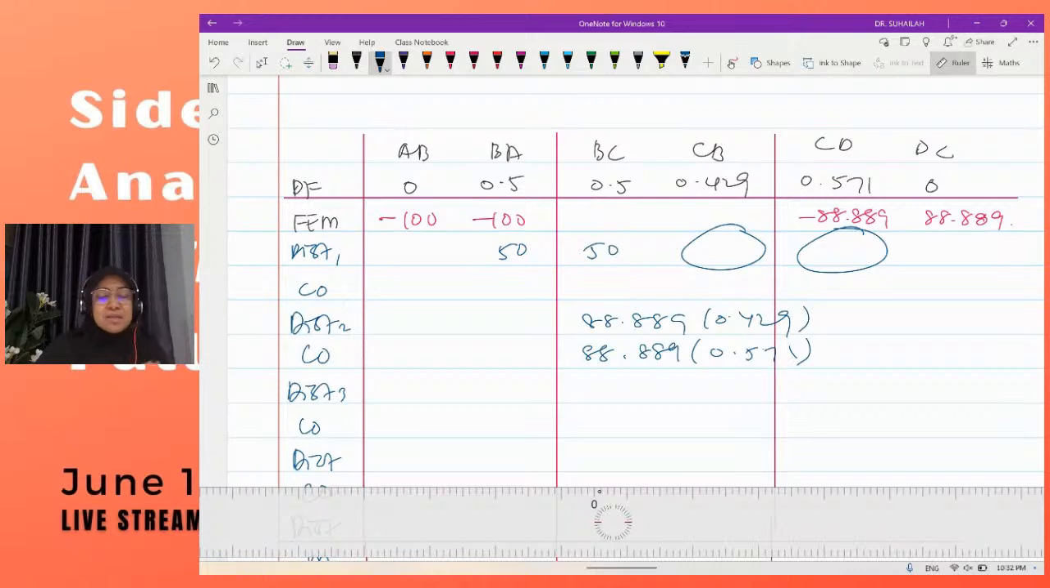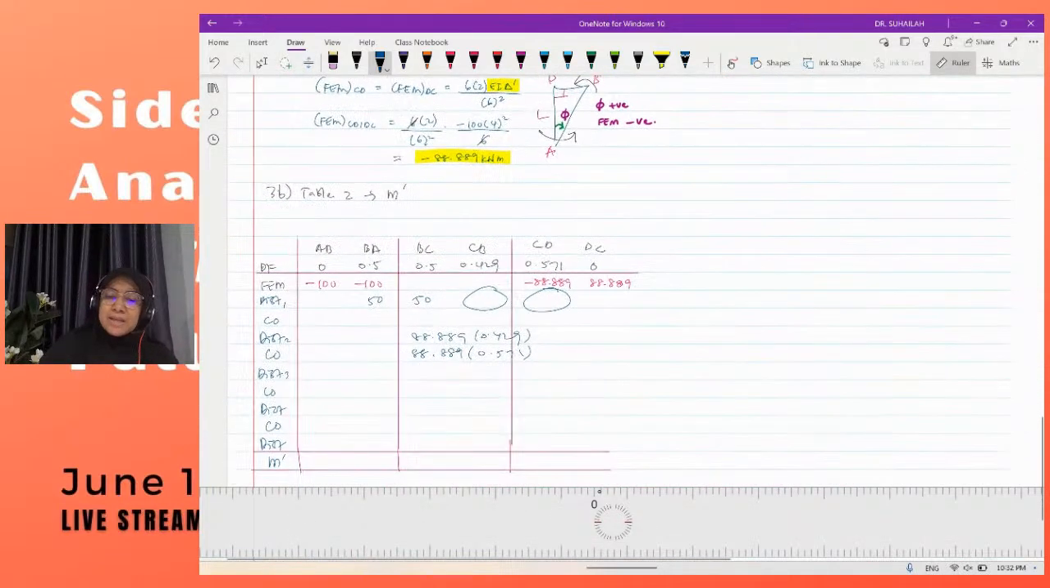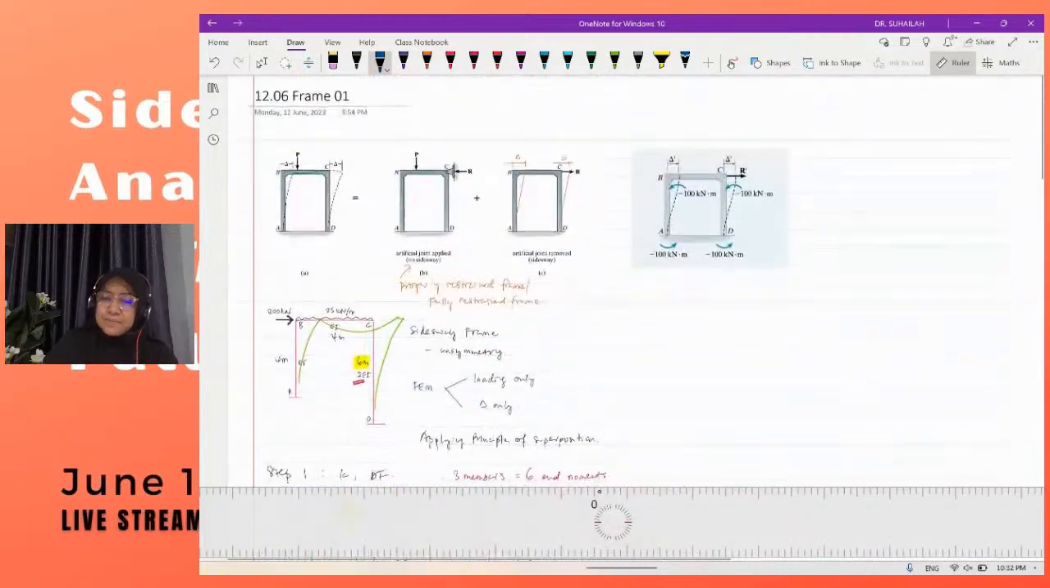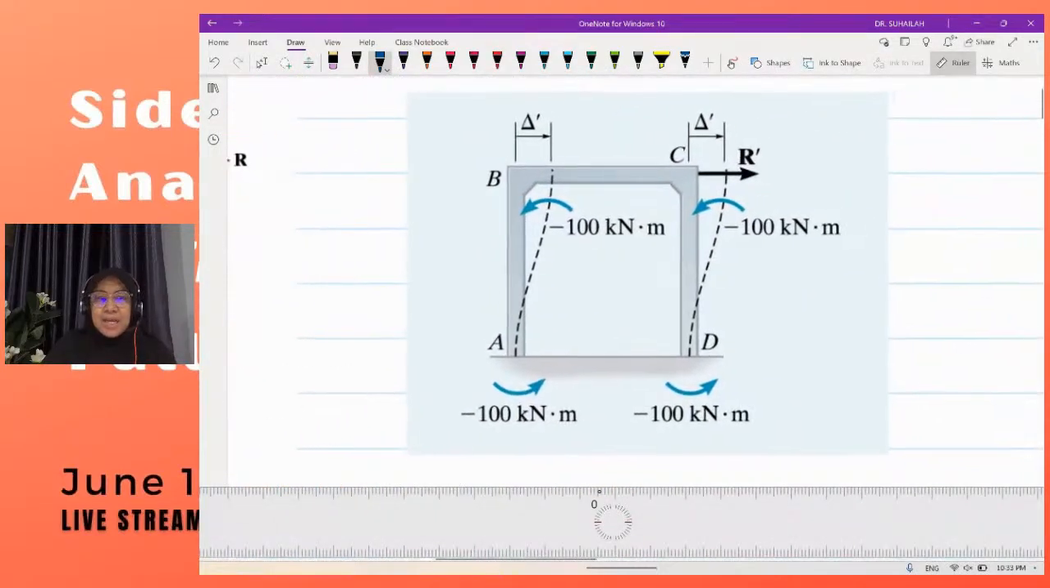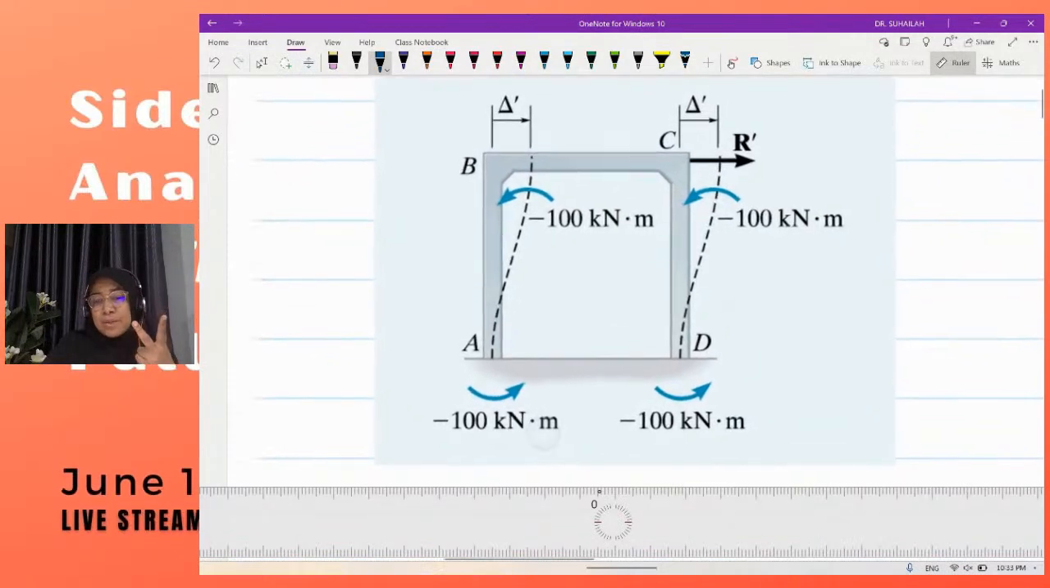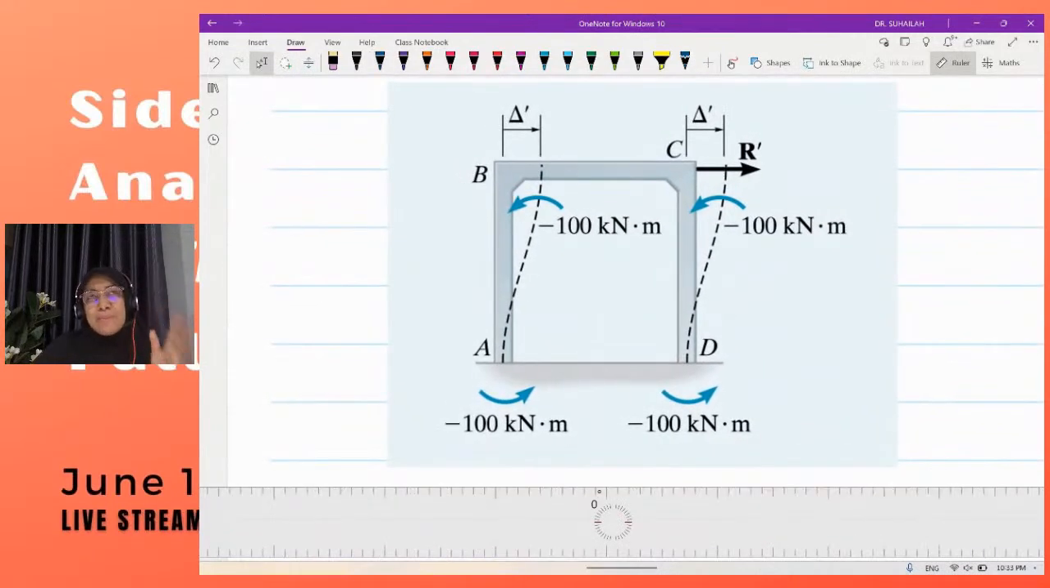So we get different values whenever L is not constant, EI is not constant, or delta is not constant. If everything is constant, all the ratios are 1 to 1, we will get the same value of 100 as well. Same with the example given here. This is for table 2. Why do both columns AB and CD have the same negative 100 value? This is because L is the same, delta prime is the same, and EI is also the same. So that is why we get the same. These two columns we calculate by ratio.